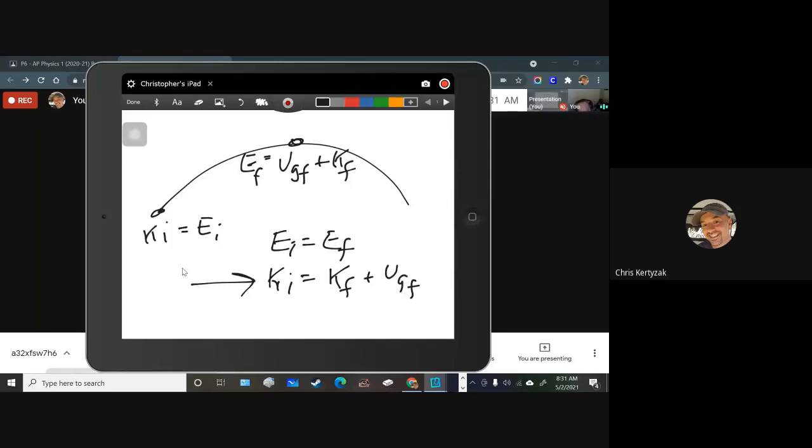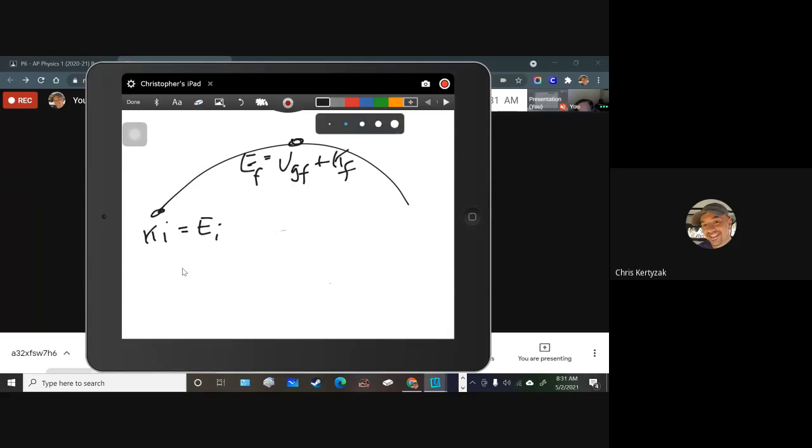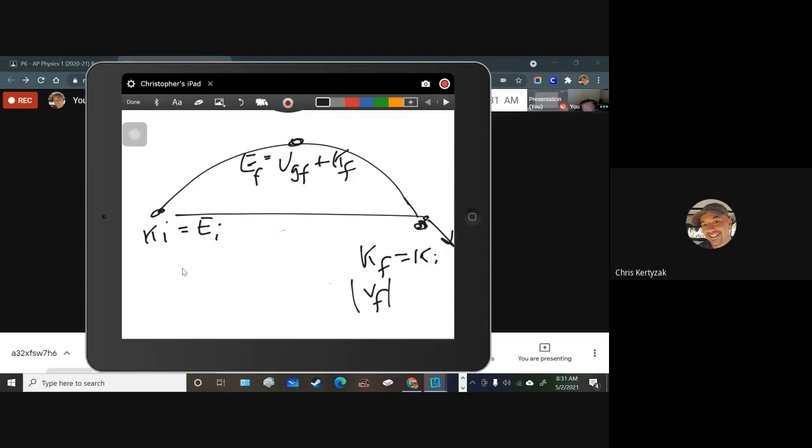And lastly, know that at landing, which is the other most common thing that they reference, the final kinetic energy it has when it hits the ground is equal to the initial kinetic energy, which means that the final speed in magnitude is equal to the initial speed in magnitude.